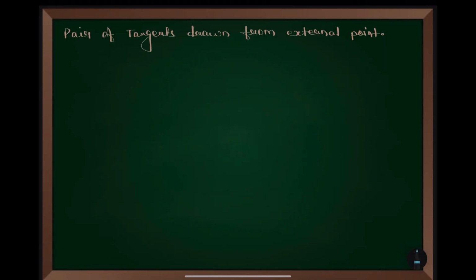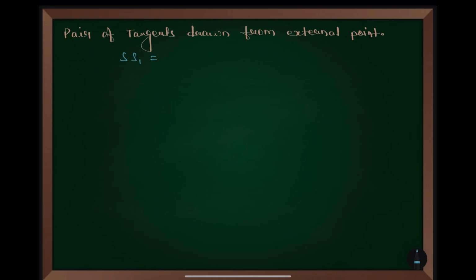Okay, so we have this situation: a pair of tangents drawn from an external point. This topic has already been introduced in the chapter named Circle, so it is the same here as it is. Over there, what we have used?